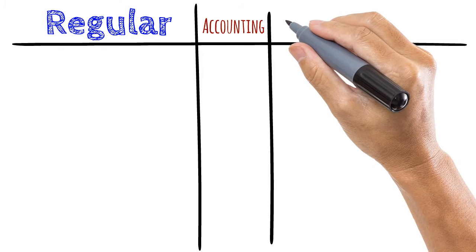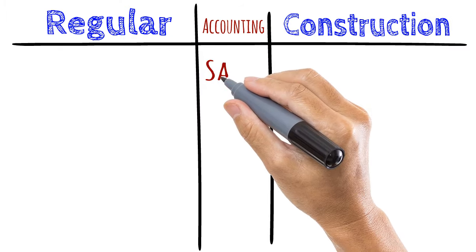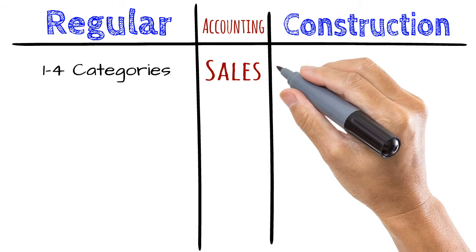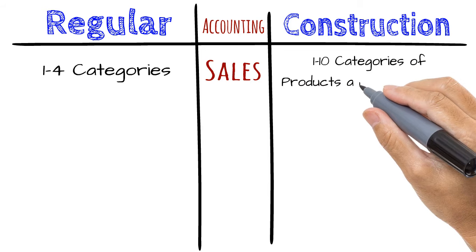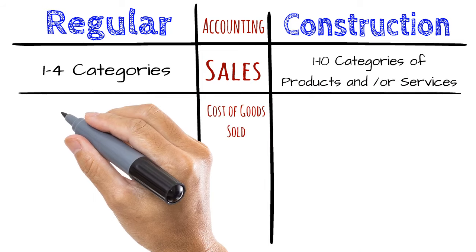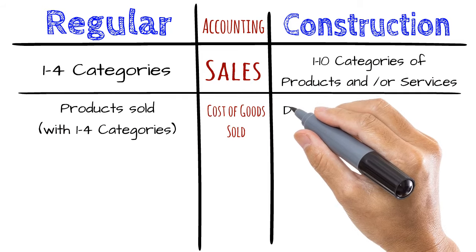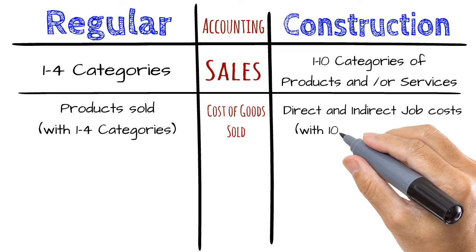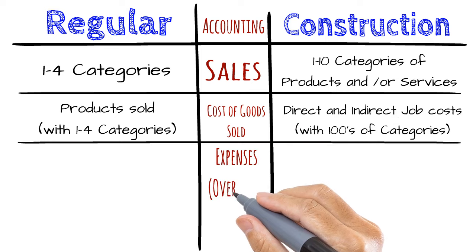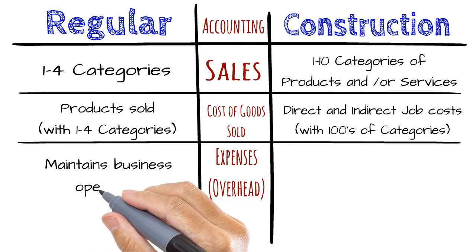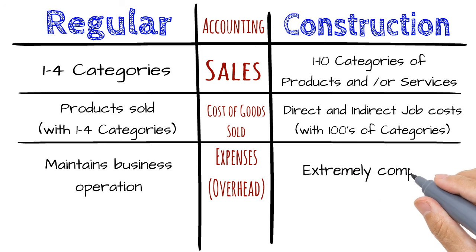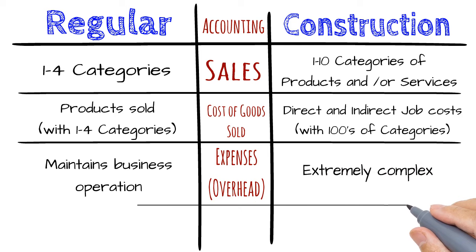Regular accounting and construction accounting have these things in common. In sales, regular accounting usually has 1 to 4 categories. Construction accounting has 1 to 10 categories of products and or services. Cost of goods sold, if they sell products, has 1 to 4 categories. In construction, it has direct and indirect job costs with 100 subcategories. Expenses or overhead are required to maintain business operations, but it is extremely complex because some expenses used in regular bookkeeping are actually direct and indirect cost of goods sold in construction accounting.